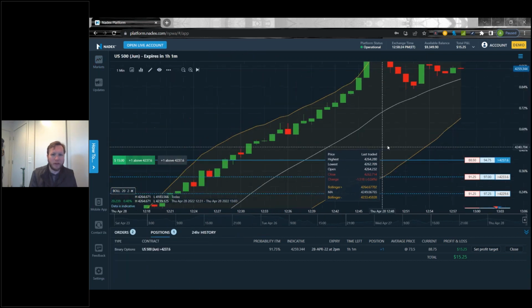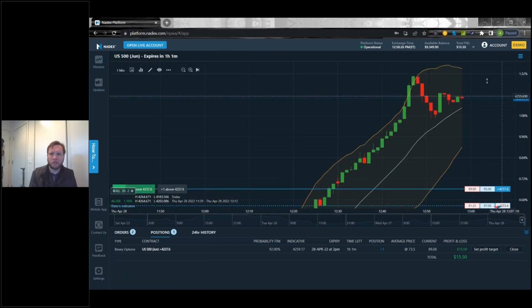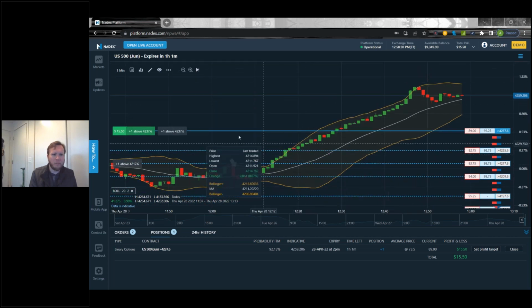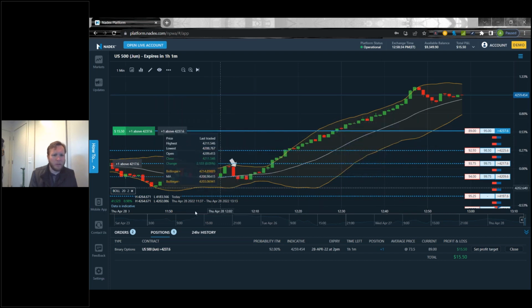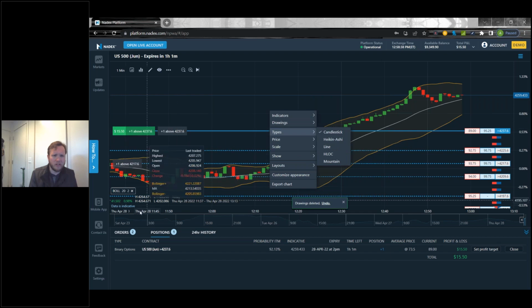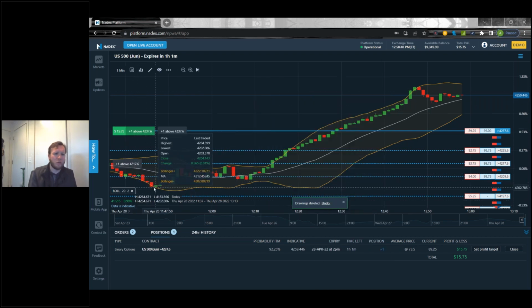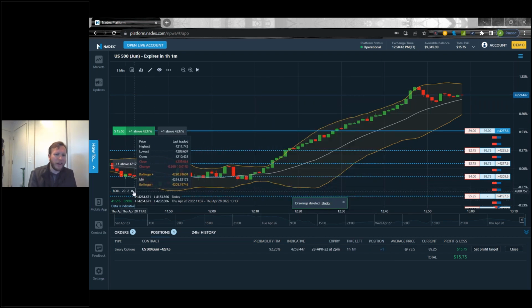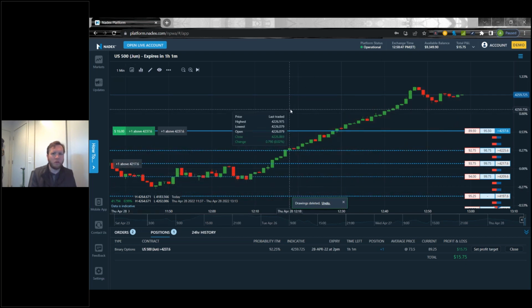Let's take our Bollinger Bands off here. These are just one of many, obviously, indicators that we offer on the platform. But they're ones that I use sometimes. So let me remove all of our drawings. Let's delete the drawings. Let's take off our indicators. Oh, one other thing, if you want to remove your indicator, you can click this little X button down here, and that will also remove the indicator.